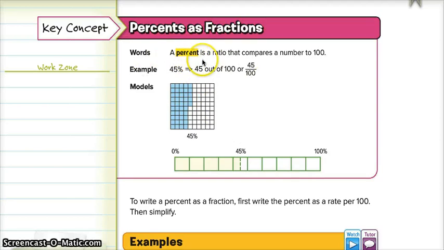You want to make sure that you read through this percents as fractions piece because it's going to highlight what a percent is. A percent is a ratio that compares a number to 100. For example, 45 out of 100 will be written as 45 over 100. It could be shown, like we saw in our inquiry lab, as 45 little squares shaded in, or if it's represented on a 10 part bar graph, you would shade in 4.5 of those squares.